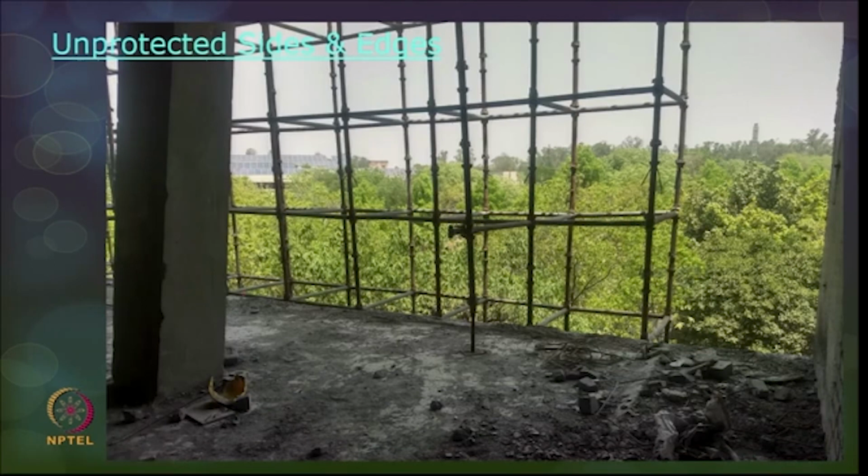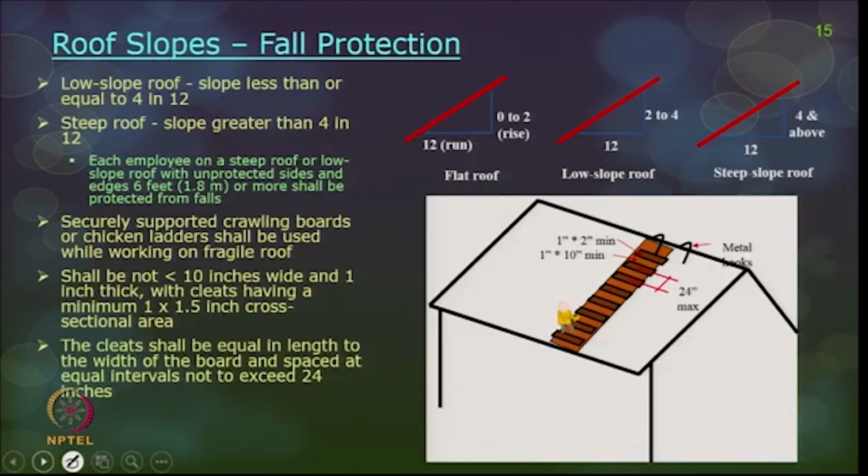Okay, this is also an edge of a floor. Okay, and completely it's unsafe. There is no protection at all here. So, what are the ways to safeguard an opening like this?